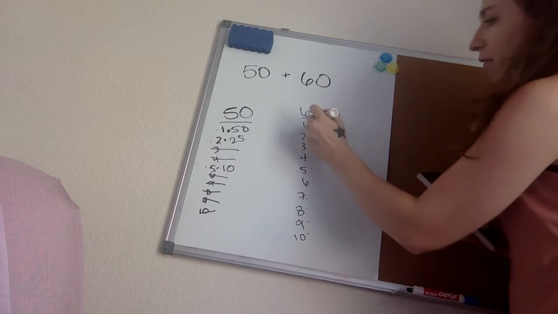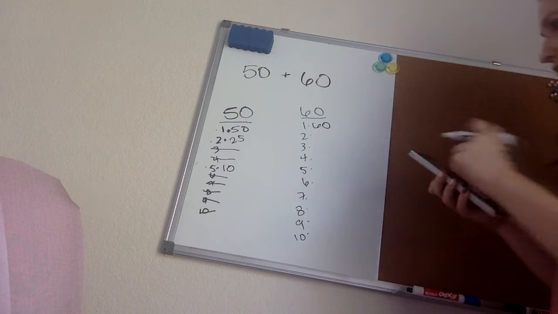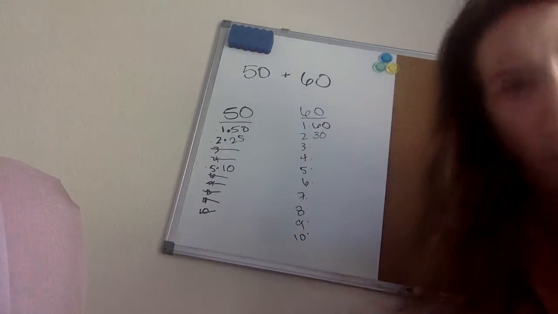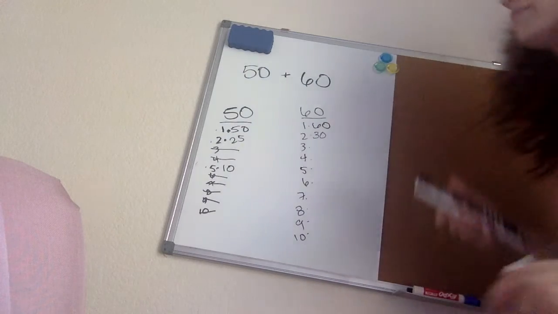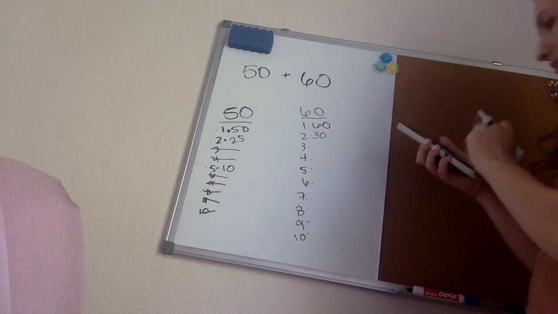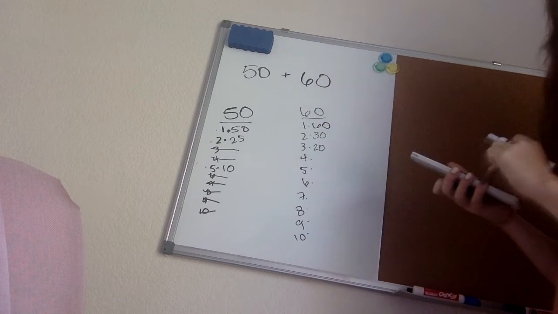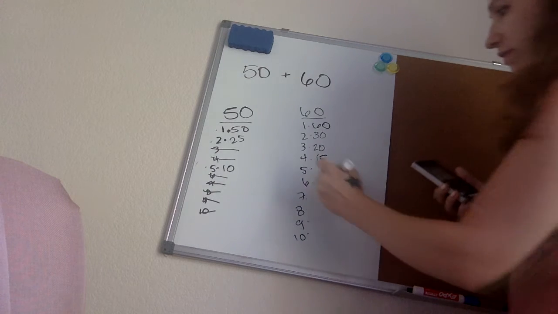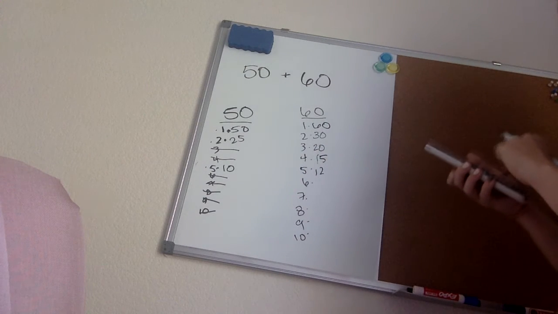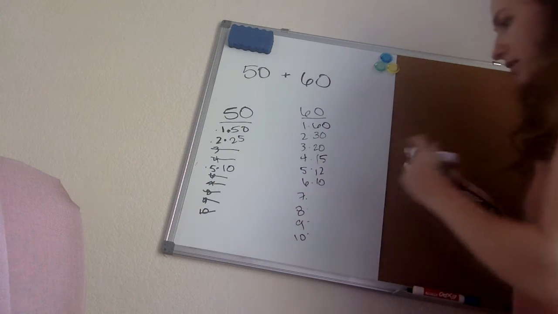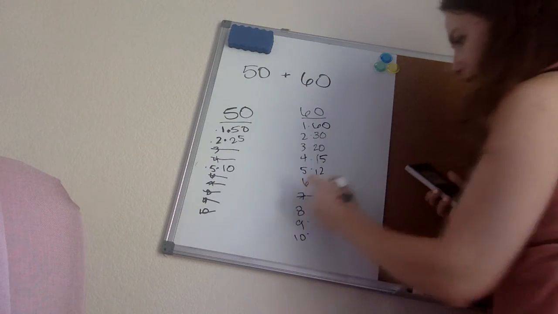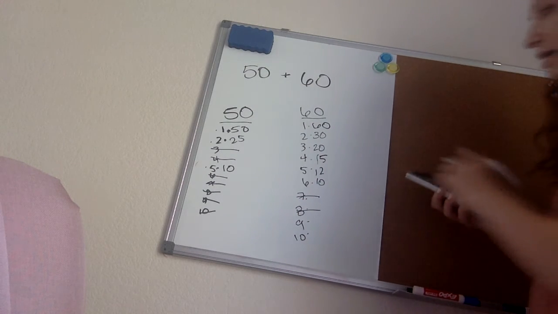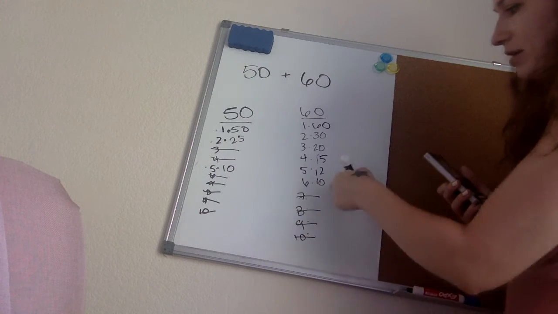60 divided by 1, I know that one's going to be 60. 60 divided by 2, I know that's going to be 30. Oh, look, they both have a 2. Am I done? No! There's going to be bigger numbers, I'm telling you. Now 60 divided by 3 is 20. 60 divided by 4 is 15. 60 divided by 5 is 12. 60 divided by 6 is 10. 60 divided by 7 does not work. 60 divided by 8 doesn't work. 60 divided by 9 does not work. And I already did 10, so I'm done.